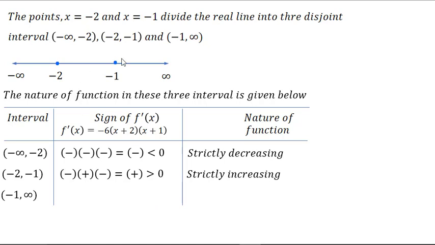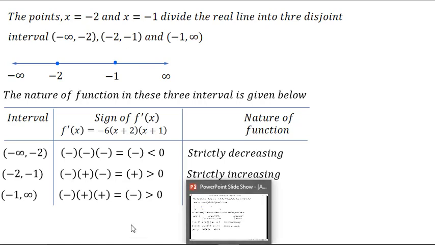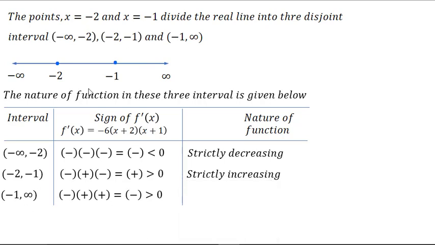And lastly, let us take minus 1 to infinity, the third interval. Now in this third interval, I will get this minus 6, so it is minus. Then we have plus and plus. The value of x plus 2 is going to be positive and the value of x plus 1 is also going to be positive. So I will say that in the interval minus 1 to infinity, this is a negative value and hence it is strictly decreasing. So here the sign should be less than 0. It is not greater than 0, it is less than 0.